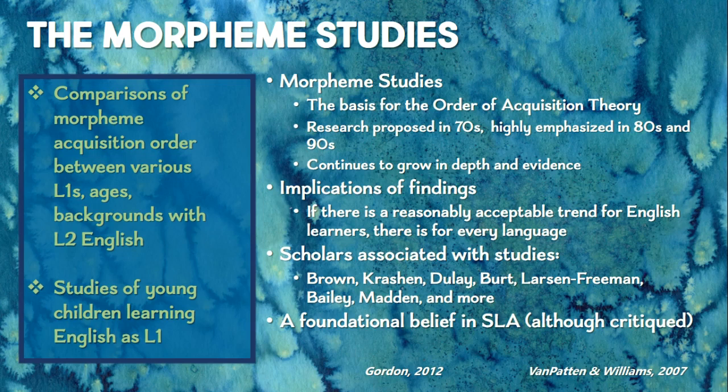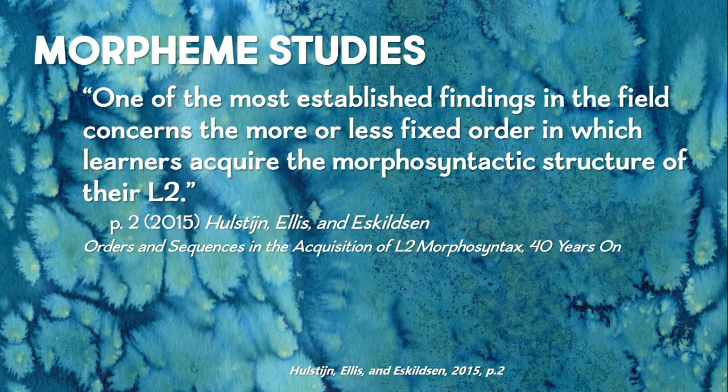Scholars associated with these studies, you got all these wonderful people right here, and it's a foundational belief in second language acquisition. Although it is critiqued and there's still more work that needs to be done, it's pretty well established as something that definitely hints towards a higher order of acquisition. And here is somebody who also thinks that. One of the most established findings in the field concerns the more or less fixed order in which learners acquire the morphosyntactic structure of their L2. Remember that word? Morphosyntactic being morphemes and syntax.